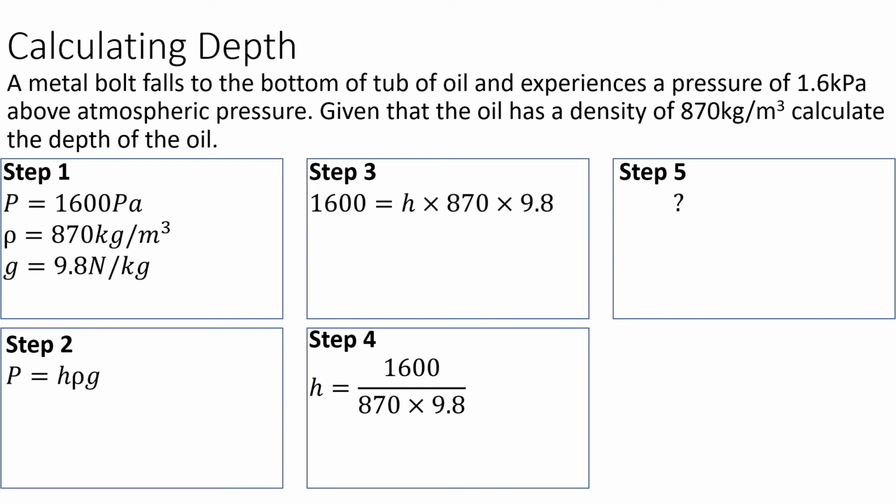Next, a metal bolt falls to the bottom of a tub of oil and experiences a pressure of 1.6 kilopascals above atmospheric pressure. Given that the oil has a density of 870 kilograms per meter cubed, calculate the depth of the oil. So we write down what we know. Since it was 1.6 kilopascals, that's 1,600 pascals, we have 870 kilograms per meter cubed and 9.8 newtons per kilogram. So then we write our equation, then we substitute in our numbers, and then we rearrange to make h the subject of the formula. Copy this down and complete step 5.